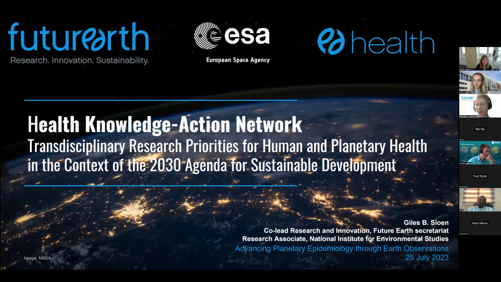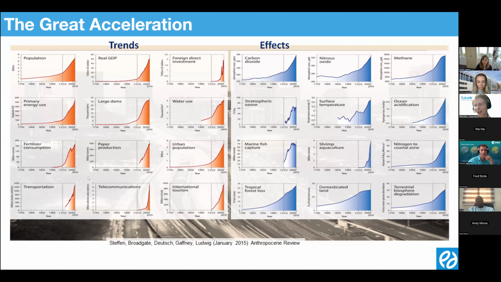Just to give a little bit of background, my name is Gilles Sioun. I'm based at the Global Future Earth Secretariat in Japan, and I co-lead the research and innovation work of the organization. I'm also based at the National Institute for Environmental Studies in Japan. Many of you are aware why we are doing this line of work, and those familiar with Earth observations know a lot about the trends that are happening. It's an exciting opportunity to look at what some of these effects are, not only on the natural sciences, but also on health and planetary health at large.